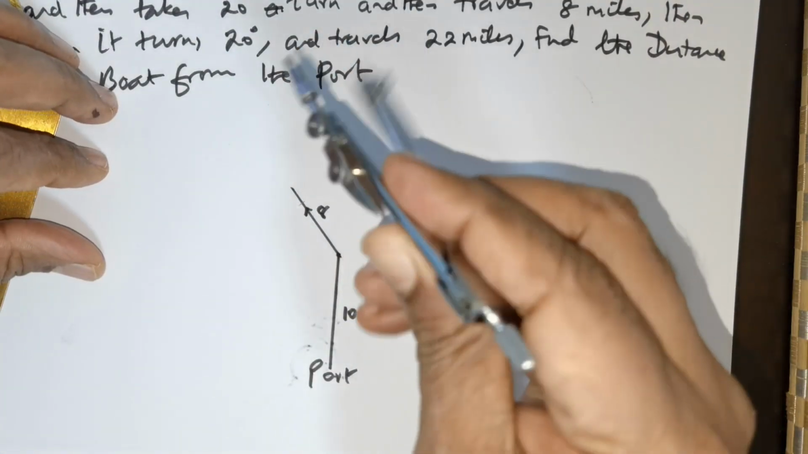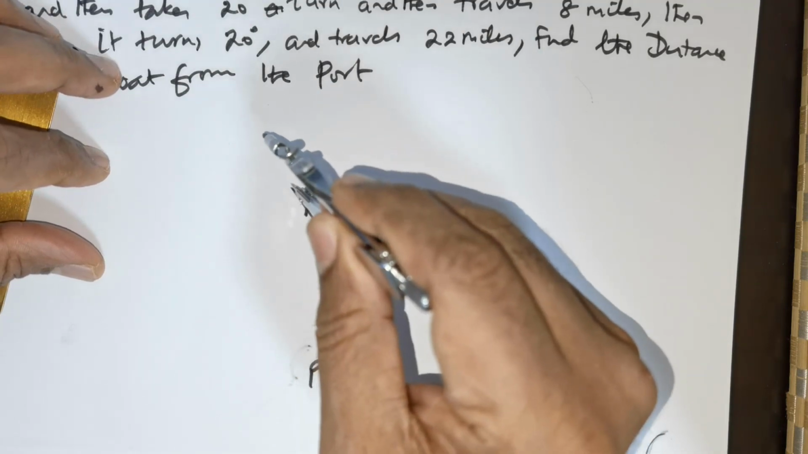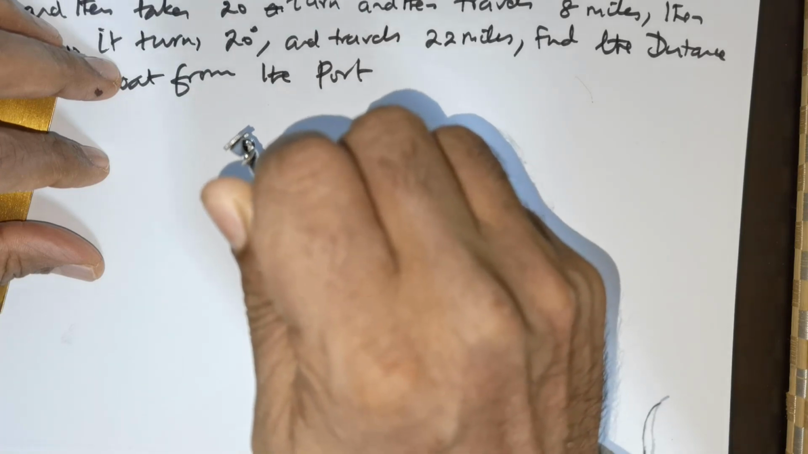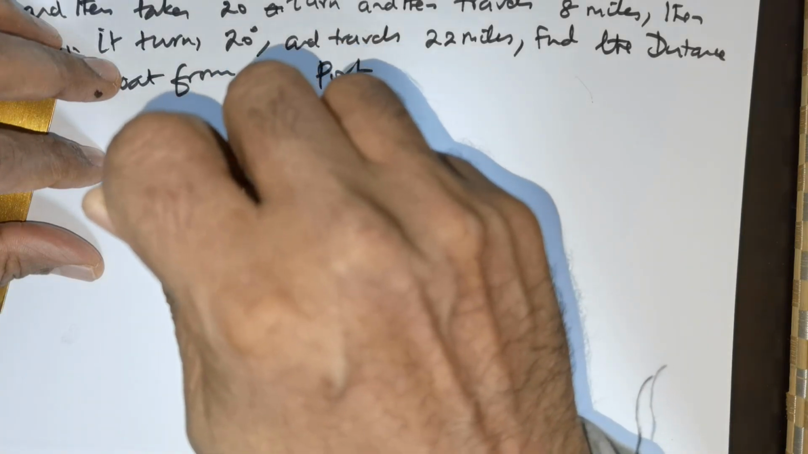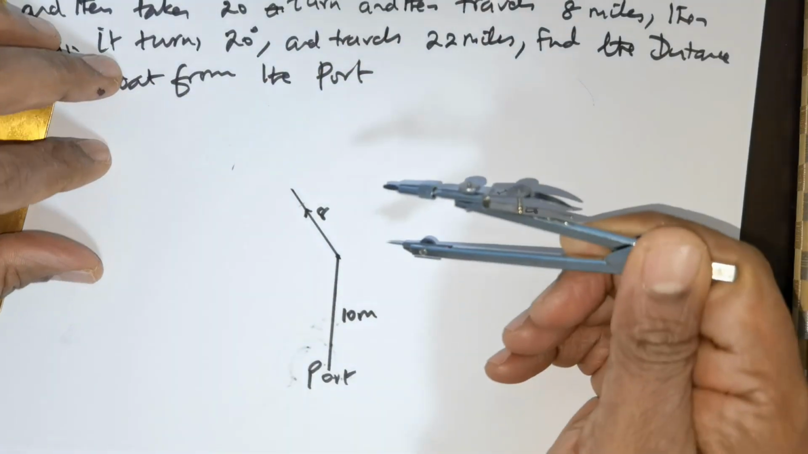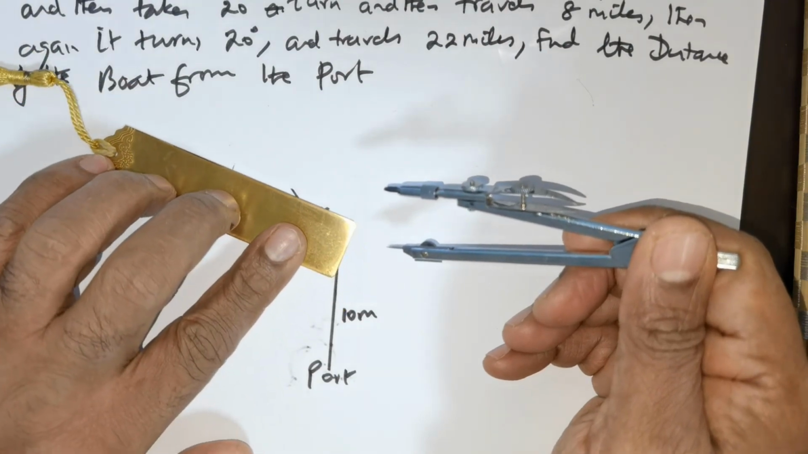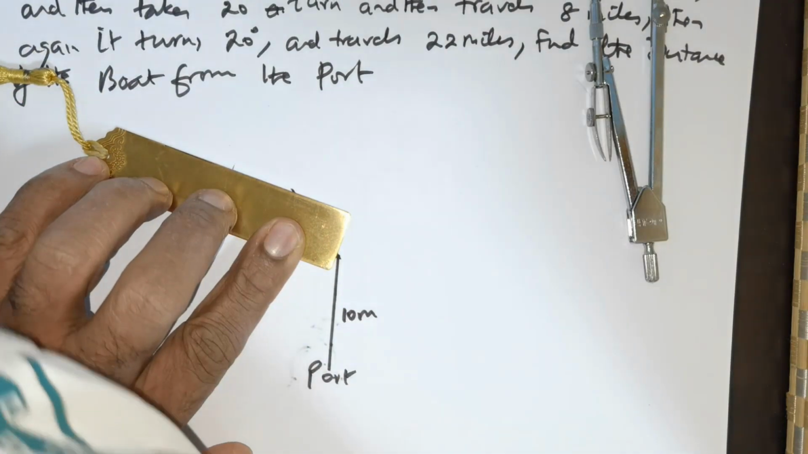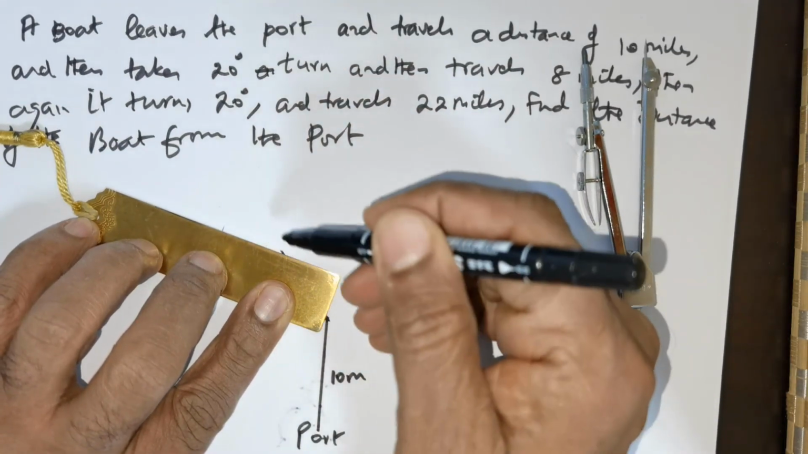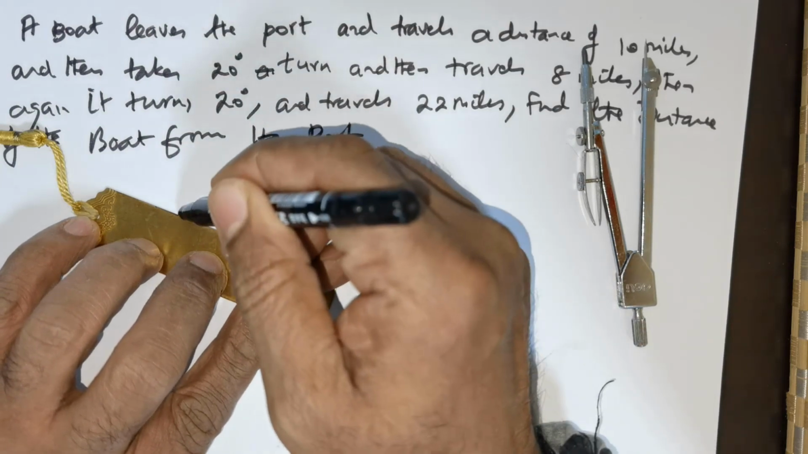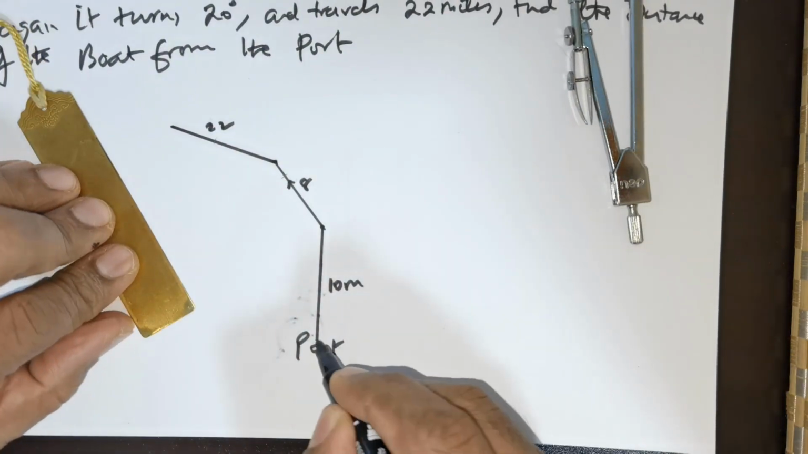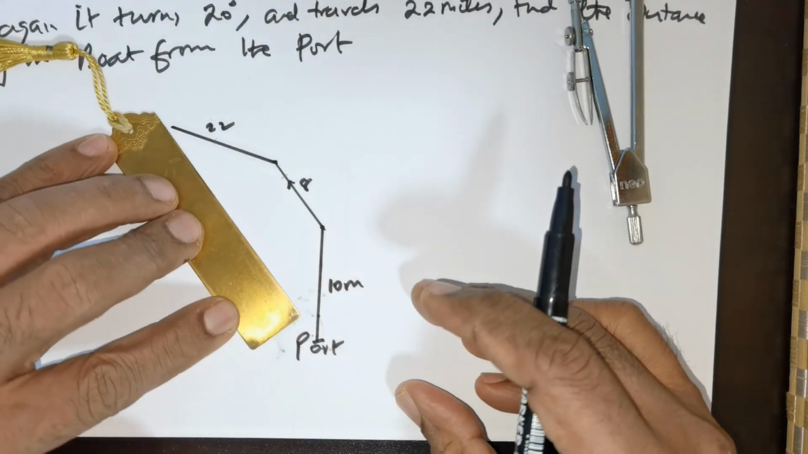Now from here the boat is heading in this direction, but suddenly what does it do? From here it takes a 20-degree turn. So from here let me put this 20 degree over here, and then it is moving. How many miles is it traveling? It's traveling 22 miles. So I will put it over here, and we are expected to find this distance.